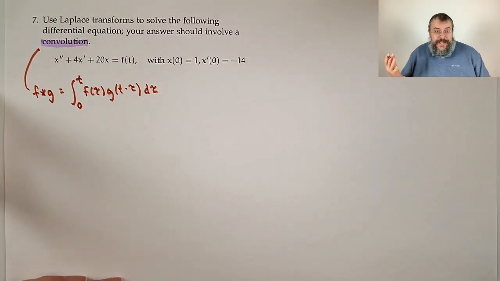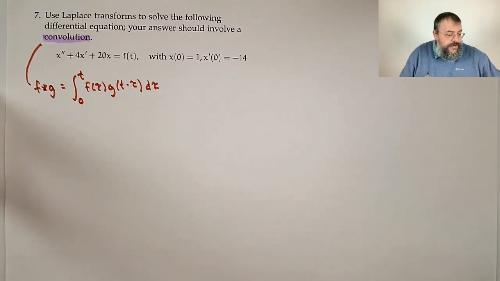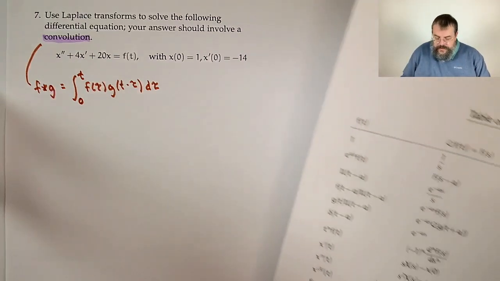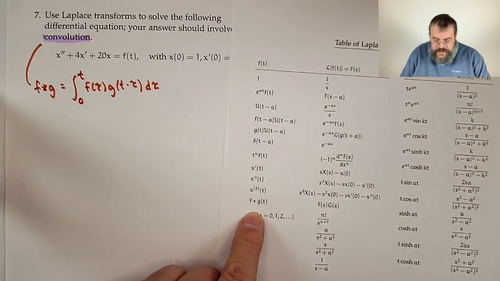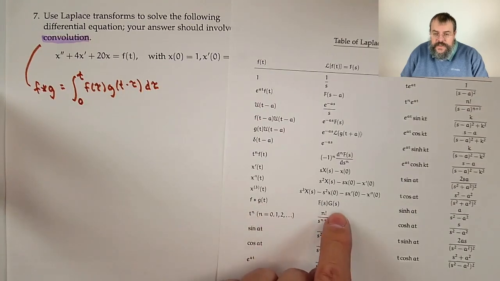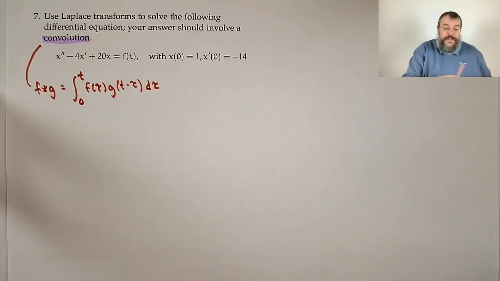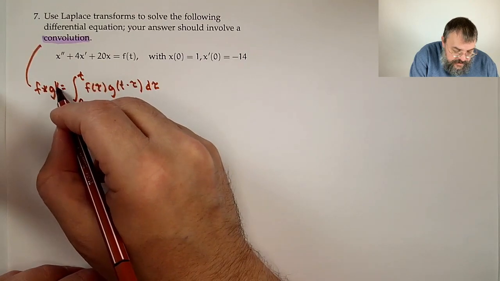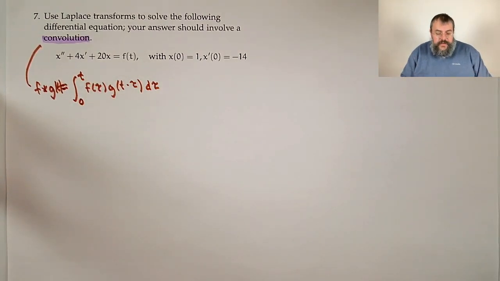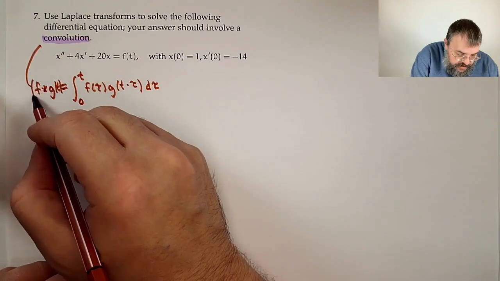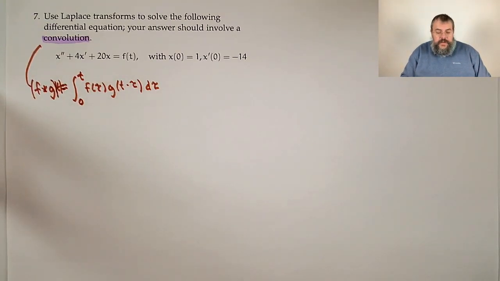Now, why does this have anything to do with Laplace transforms? Well, because it does show up on our table. See that? F star g. And f star g is F of s G of s. So if you have two things multiplying together and you're doing the inverse Laplace transform, you can always do a convolution. All right, so there you go. So there's f star g of t. All right, good. Well, we begin our process here.